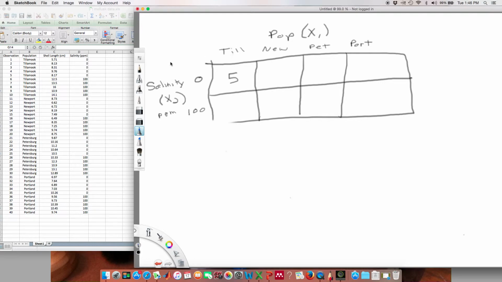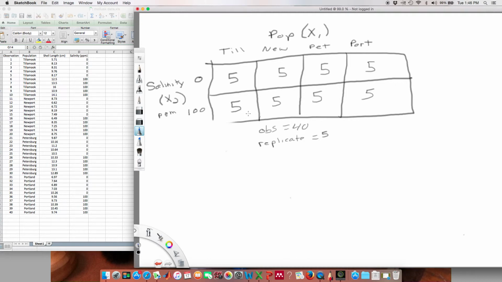So in other words, we had 5 Tillamook mollusks that were being subjected to fresh water and 5 Tillamook mollusks that were being subjected to saline water. And the same thing for each of the other populations, as you can see here. So that leaves us again with a total observation of 40 individuals, and our replication equals 5, because we have 5 individuals in each population subjected to each one of the salinity levels.